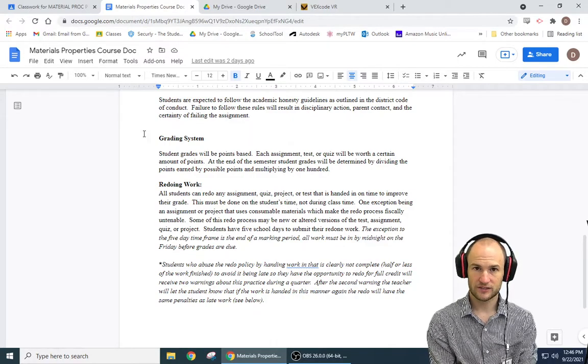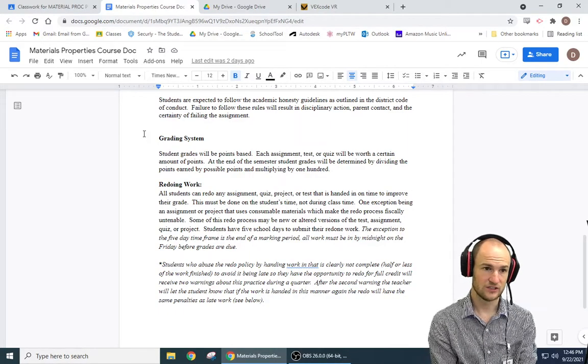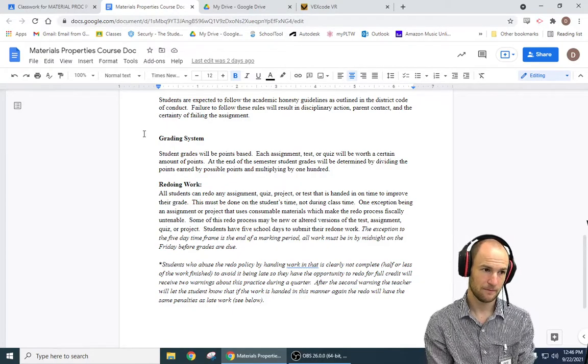In terms of the grading system for my course, all grades are going to be based on points. There's no categories. Everything just goes into one big category, and your child will get points on each assignment. At the end of the marking period, they'll add up the points they got, and they'll add up the points they could have got, and they'll divide those two. If they multiply by 100, it will give them their grade out of 100%.